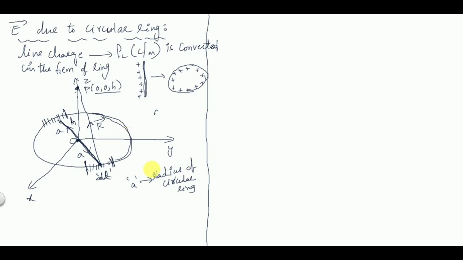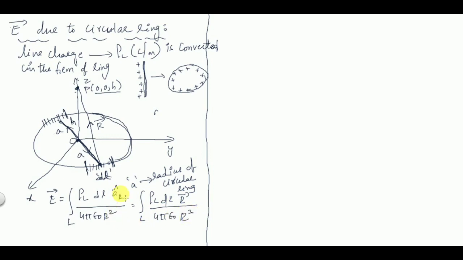I'll explain again. Then what is the electric field intensity? E bar is equal to, as I have told you, the line charge density rho L dl into a R cap divided by 4 pi epsilon naught R square. So the integral of rho L dl into R bar divided by 4 pi epsilon naught into R cube, because a R cap is equal to R bar by R, so R square into R becomes R cube here.